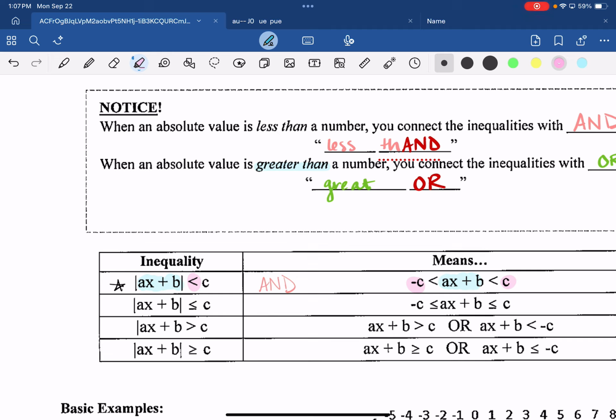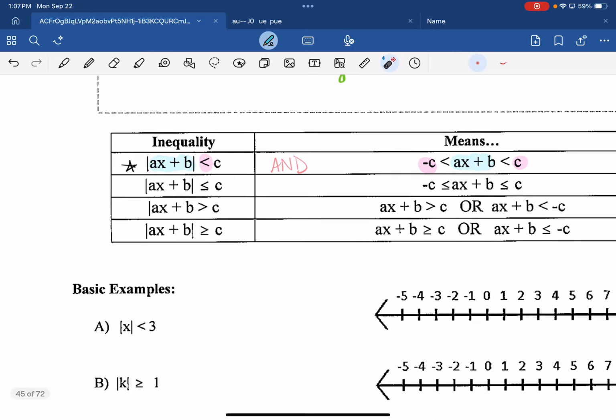Why do you think I have the negative C listed first? Why is my negative C listed first? Because it's less, right? It's the least. Okay? Least to greatest. Okay? We want my lower number written first. All right, let's practice one of these.